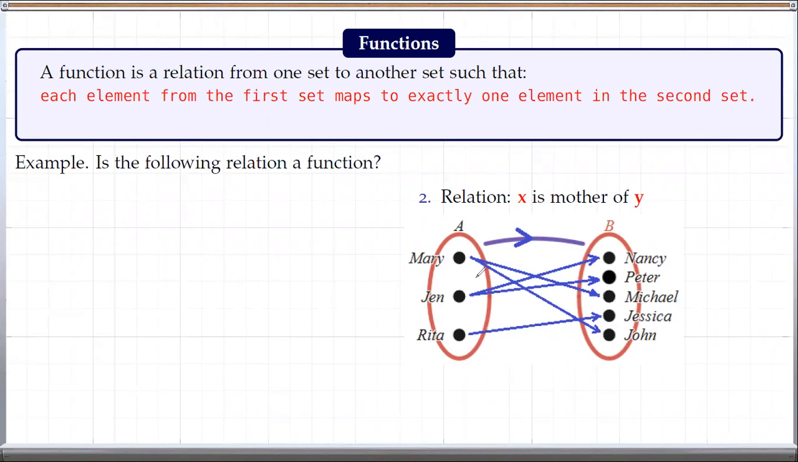Now let's look at this relation. So here we have some x values that map to multiple y values. So for example, Mary is being mapped to two y values, Michael and John, which is a problem. So this is not a function. Because this particular x value, Mary, is being mapped to two y values, Michael and John. And the same thing with Zane also. Zane is being mapped to two y values, Nancy and Peter. So this is not a function.